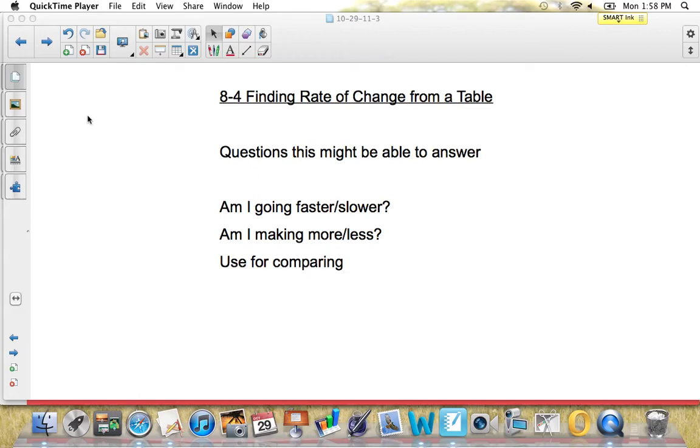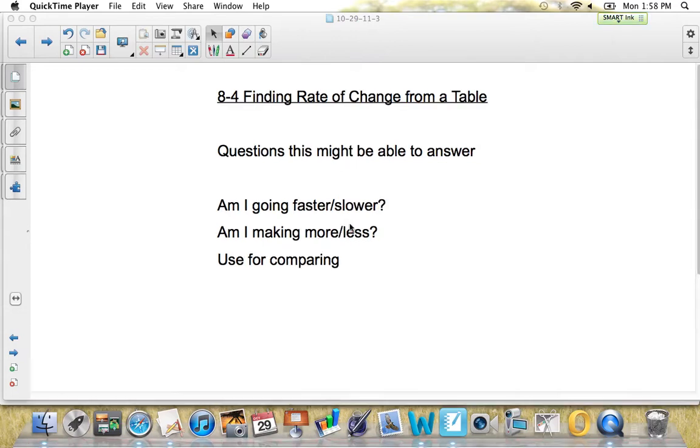Okay, so today we're going to look at finding rate of change from a table. It's chapter 8, section 4 from your book. Today is October 29th. So you're going to need to watch this, and I'm going to go through the steps for solving so you can take a look at how to find rate of change from your worksheet problem that we talked about today.